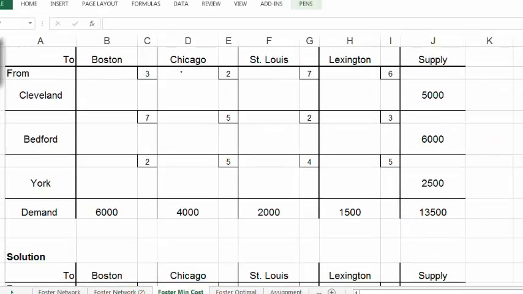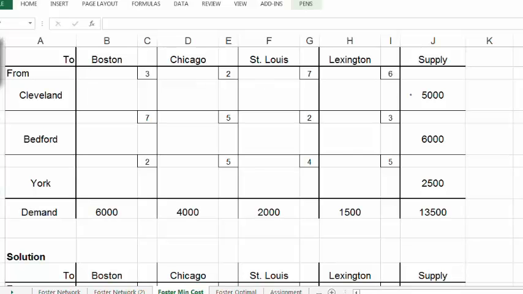And so what we do is look at all the unit shipping costs and pick the smallest number, just like before. We did it before, so we know it's a 2. 2 is the lowest number, and there's more than one 2. So you got 1, 2, 3. Just pick the first one. So you go over and say, okay, 2.